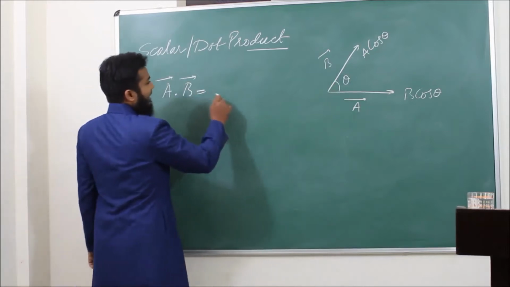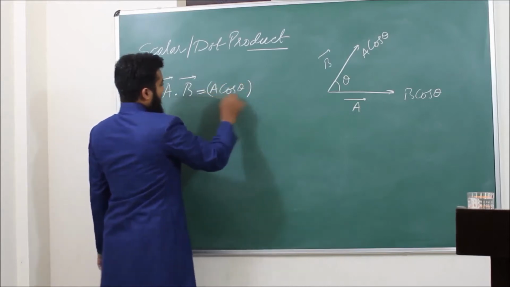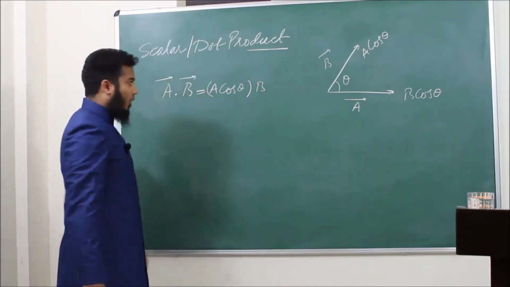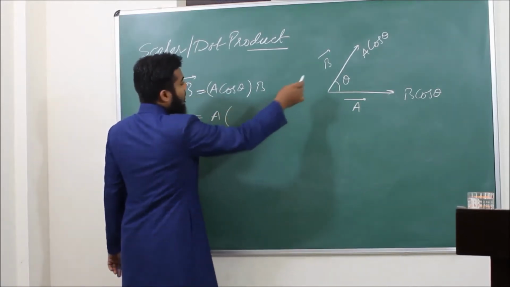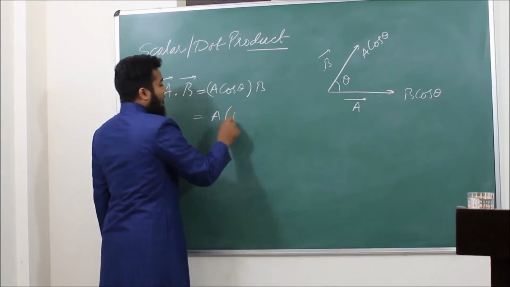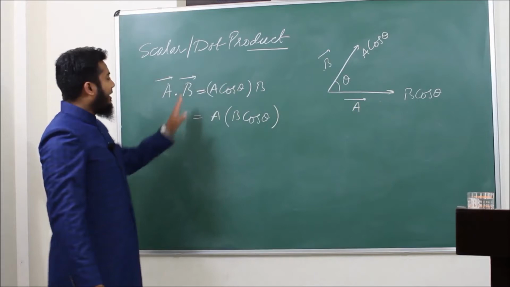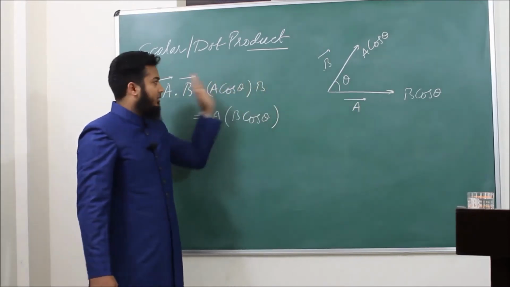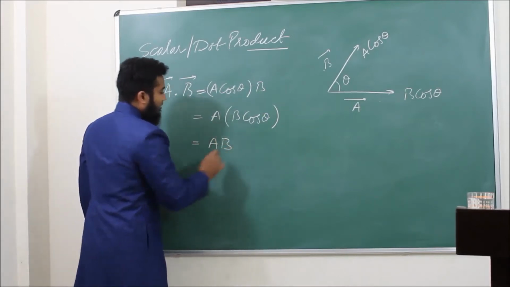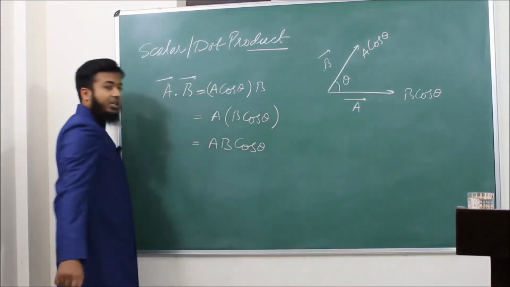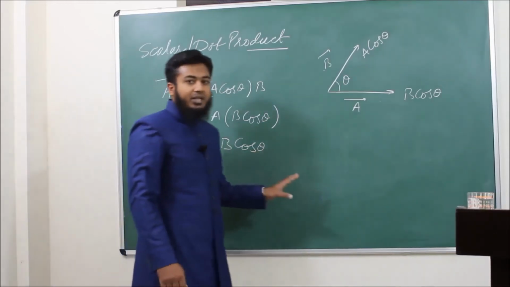So we can write it like this: component of A in the direction of B times the magnitude of B. Or we can write it like this: the magnitude of A times the component of B in the direction of B, which is B cos theta. And here this will be a scalar, just numbers, so I can write it without bothering about the order: AB cos theta. So A dot B is equal to AB cos theta.